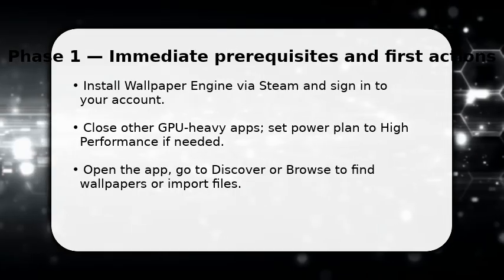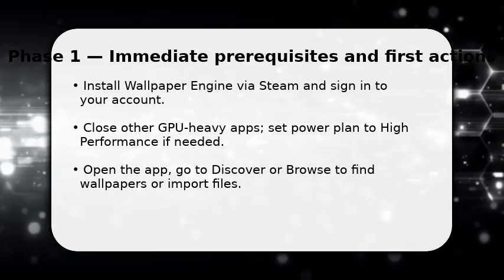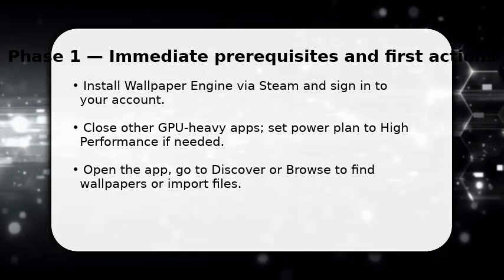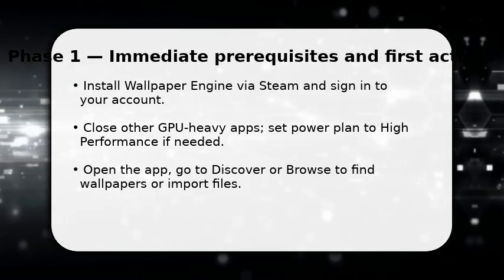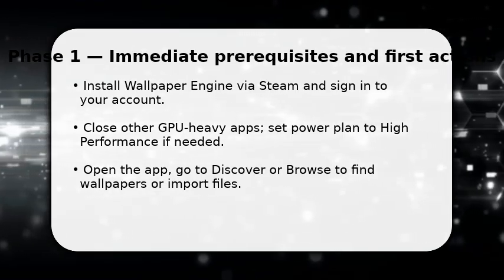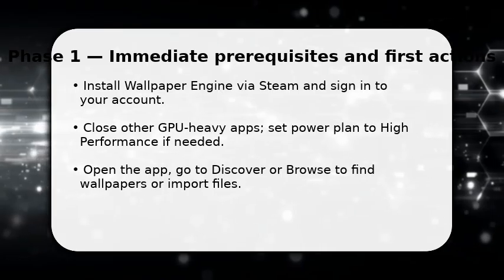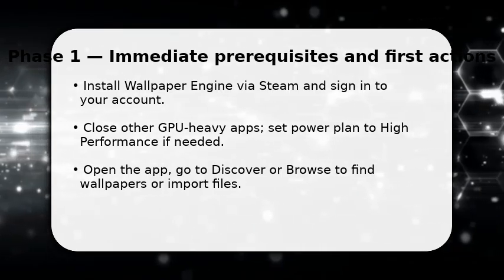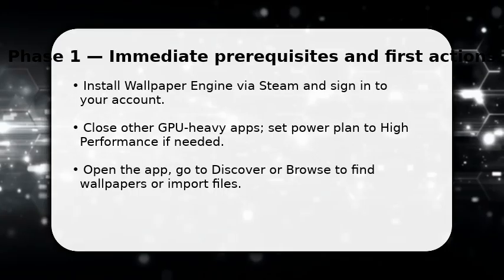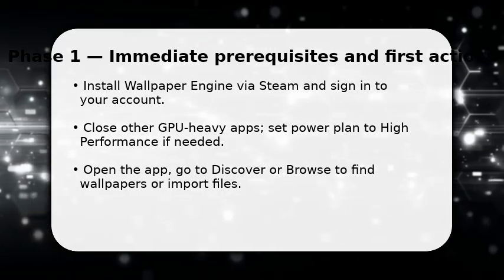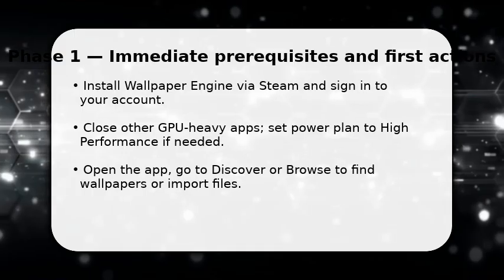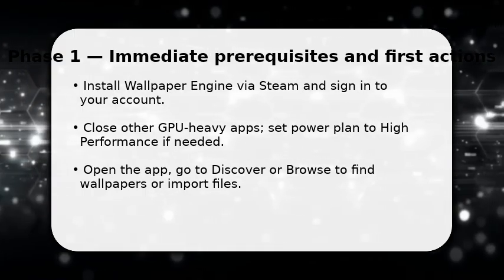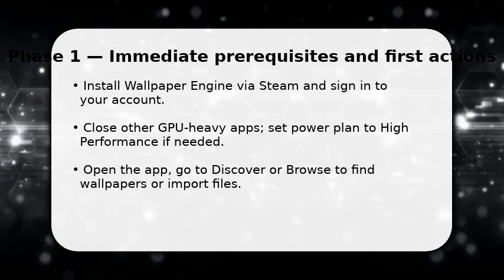You start by launching Wallpaper Engine. Open Steam, then run the app. Once loaded, you will decide whether to use Discover or import your own file. Make sure you closed heavy applications so preview runs smoothly, and set Windows power to high performance if you plan on dynamic scenes. Now click Browse to view featured collections, or use Import from the top menu to add a local image, video, or web wallpaper. This gets you into editing fast, not stuck on setup.